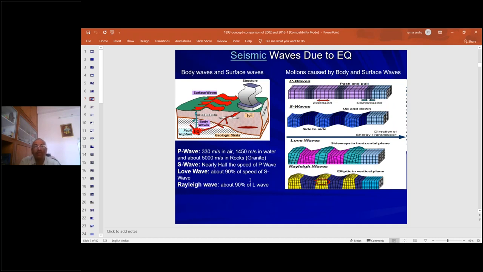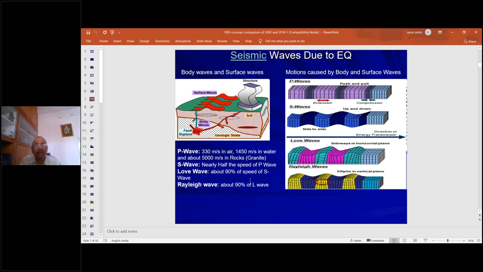Each wave has a certain speed. For example, the primary wave has a speed of around 330 meters per second in air, 1450 meters per second in water, and about 5000 meters per second in rocks. The secondary wave speed is nearly half the speed of the primary wave. Similarly, the Love wave has a speed of about 90% of the speed of the S wave or secondary waves. Then Rayleigh waves have a speed of about 90% of these L waves. Like that, the speeds of these waves are very well understood actually.